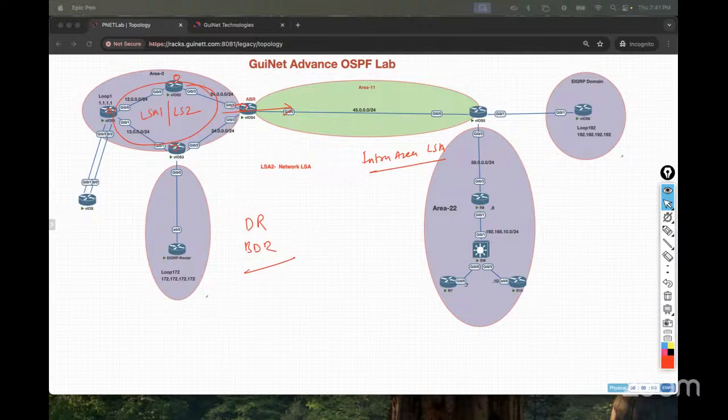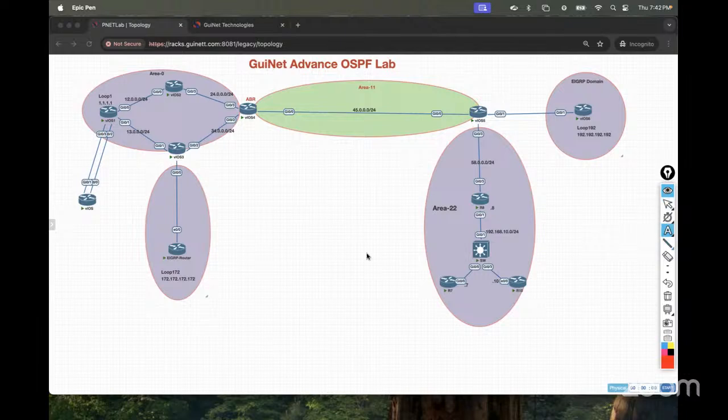So now let me talk about the third LSA type. You understand the LSA1 and LSA2 are both going to stay in the same area. But what is the LSA3? The LSA3 is known as the summary LSA. So what is a summary LSA? The summary LSA is the LSA that is going to travel from one area to another area.